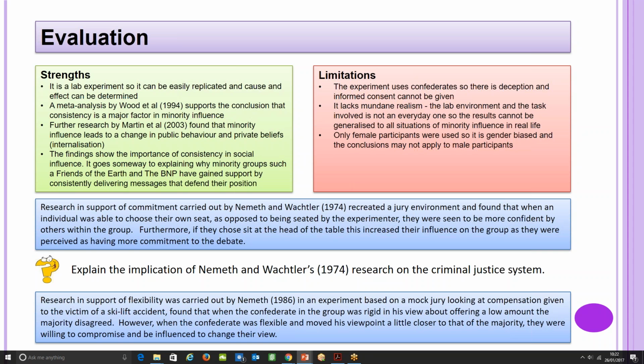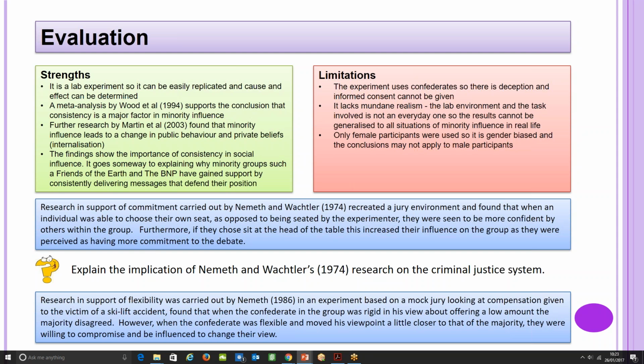The limitations of the research. The experiment uses confederates, so there is deception and informed consent cannot be given. It also lacks mundane realism. The lab environment and the task involved is not an everyday one, so the results cannot be generalized to all situations of minority influence in real life. Only female participants were used, so it is gender biased, and the conclusions may not apply to male participants.